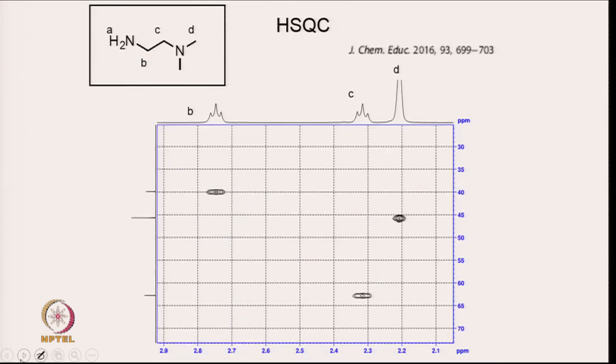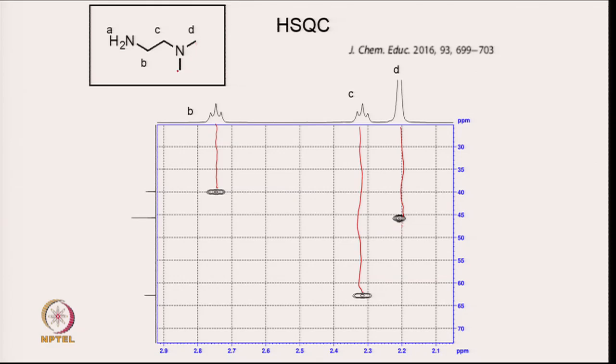Now, let us look at HSQC. So, you can see that there are 3 different kinds of carbons. So, you got 3 different peaks, and now you can correlate: this carbon is attached to this proton, this carbon is attached to this proton, and this carbon is attached to this proton. So now this is for D.